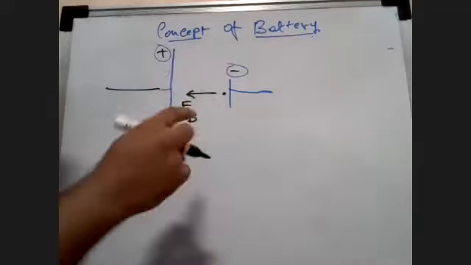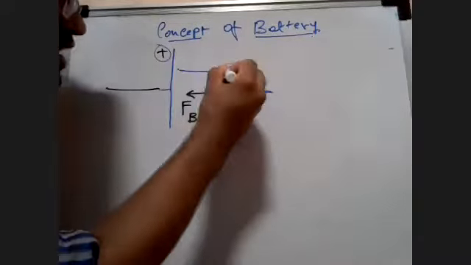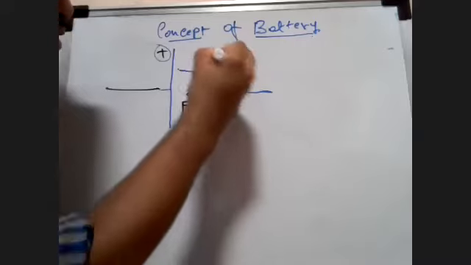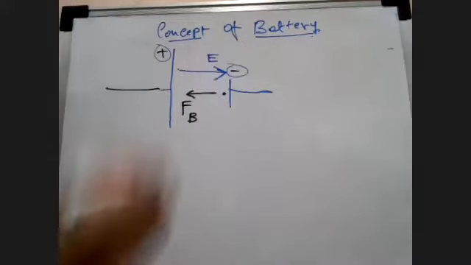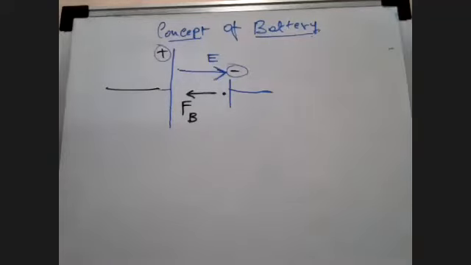Electric field positive direction will be positive to negative. Positive to negative. So can you see what is happening here? This is my electric field, and this is the force on a positive charge in a circuit.